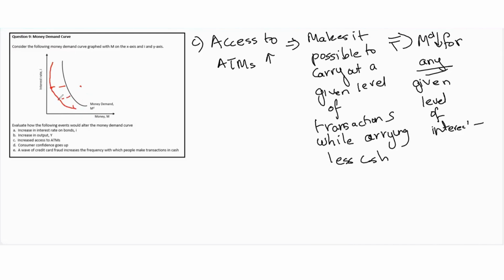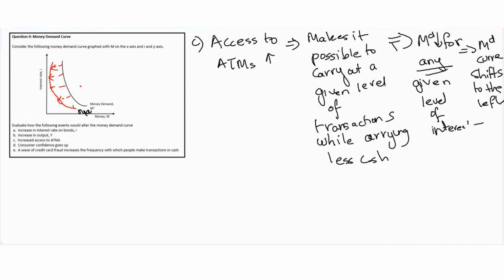You can see over here now it's this much. It has gone down by this much. So for any given level of interest rate, money demand is now lower. So the money demand curve shifts to the left. This is MD, this is MD prime, because for any given level of interest rate, we can see money demand is lower. Let's look at the next part.